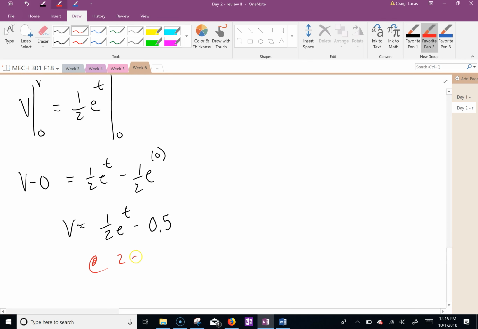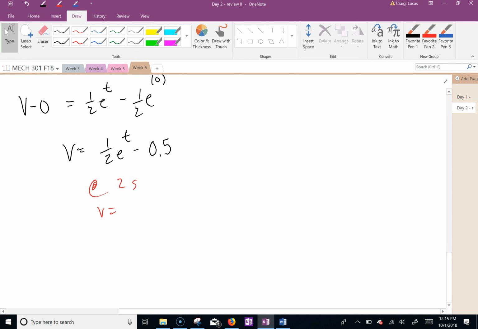At 2 seconds, you plug it in, you get 3.19 meters per second. Was it trying to find velocity? Acceleration. Okay. So what about acceleration?